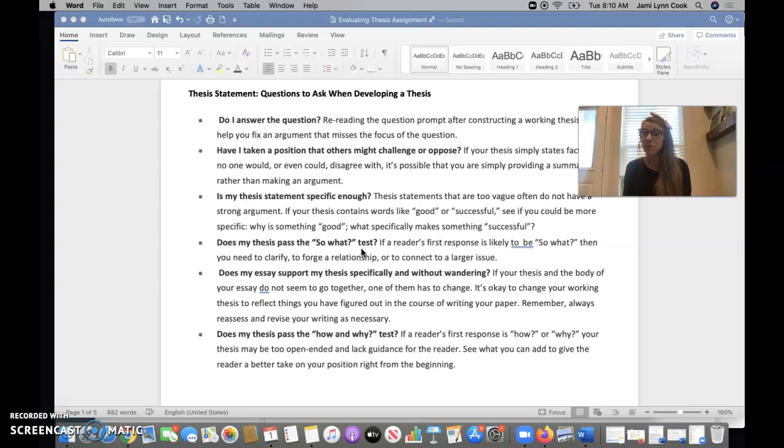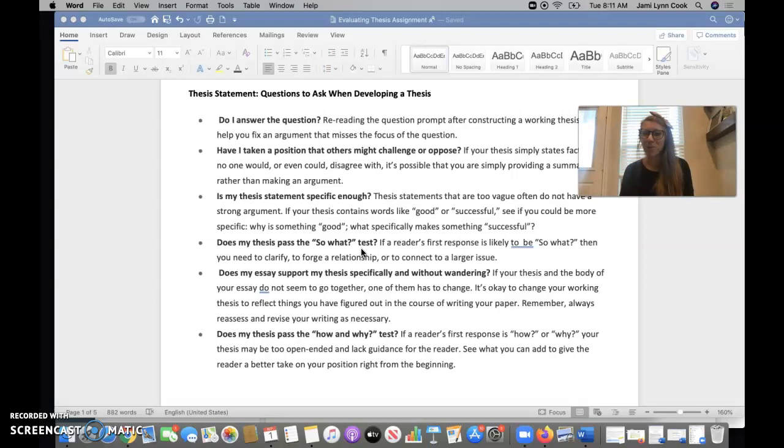Have I taken a position that others might challenge or oppose? If you did, well done. You created a defensible thesis. If your thesis just simply states the facts, such as Miss Cook created a persuasive argument, well, that's just a fact. How did I do it? Give me more information. That could be a defensible thesis. And so make sure that you're not just spewing out facts. Make sure that you're giving something that is really specific, because we could argue, did I create a persuasive argument or did I not? Yes and no, but you weren't as specific, and you really need to be.